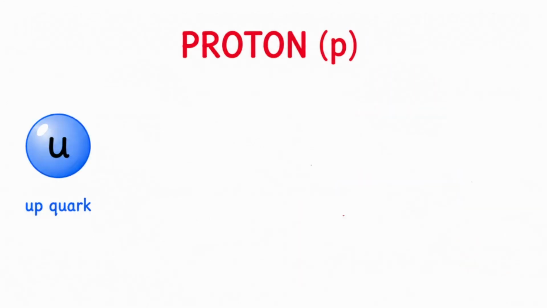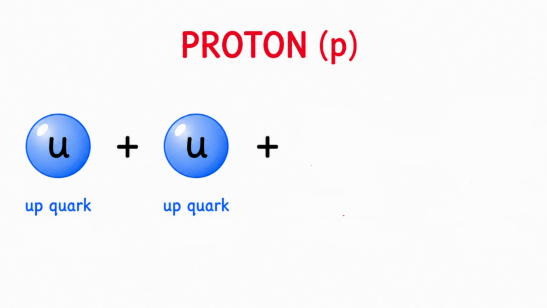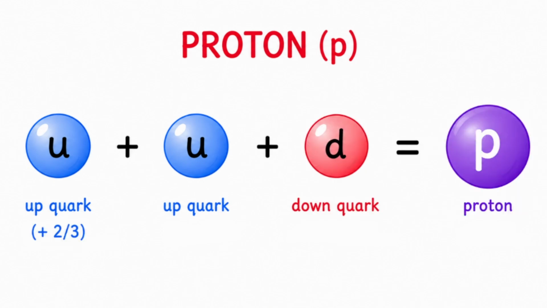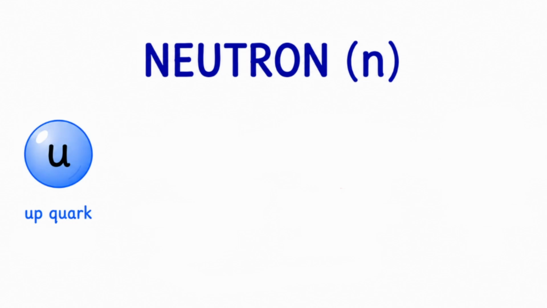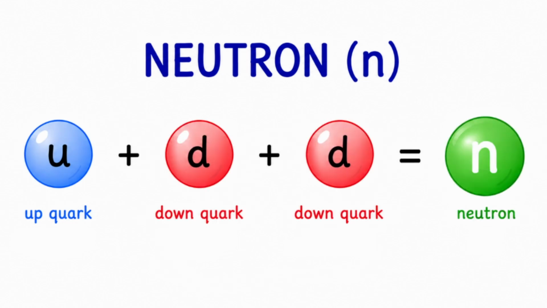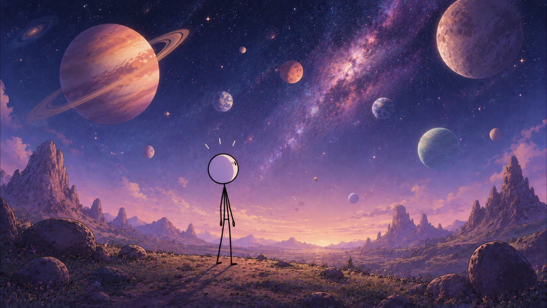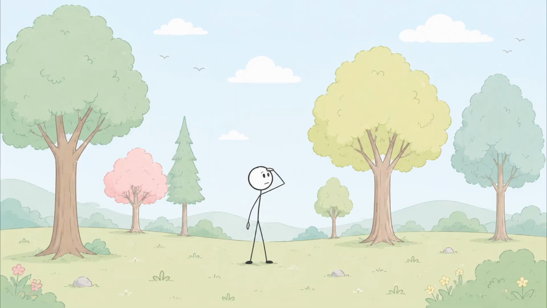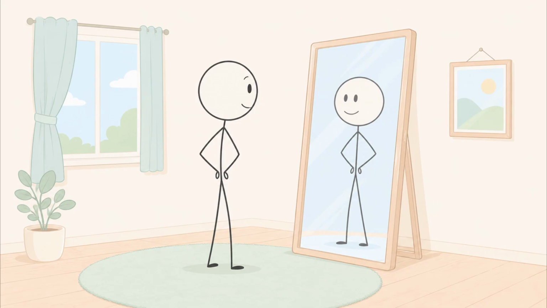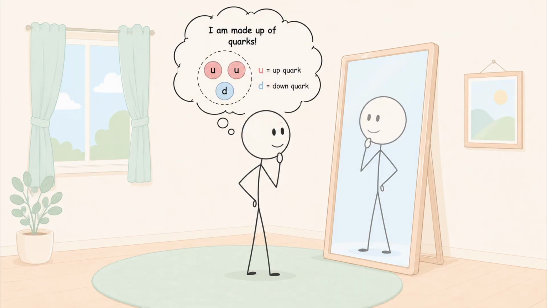Proton is formed by 2 up quarks and 1 down quark. 2/3 plus 2/3 minus 1/3 is +1, a positive charge. Neutron is formed by 1 up quark and 2 down quarks. 2/3 minus 1/3 minus 1/3 is 0, a neutral charge. This means that everything you see around you, the stars, planets, water, rocks, trees, and even you yourself, is ultimately built from these incredibly tiny, invisible quarks.